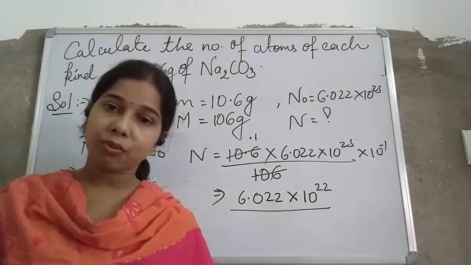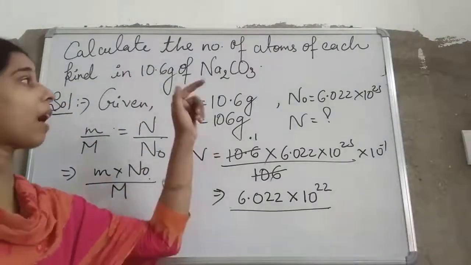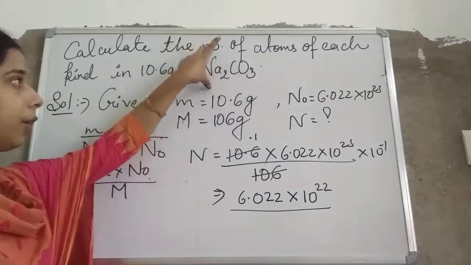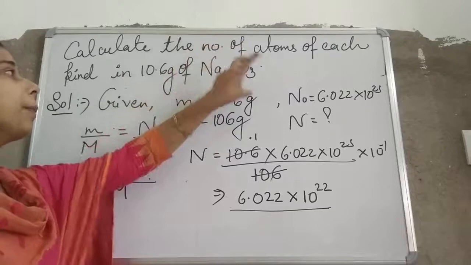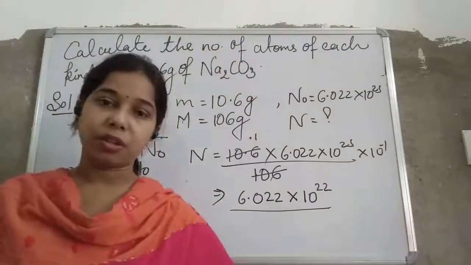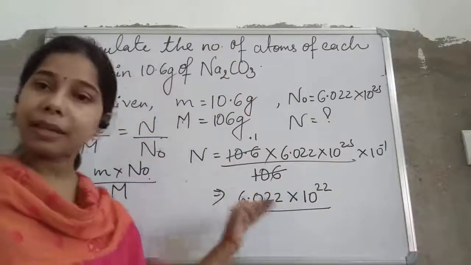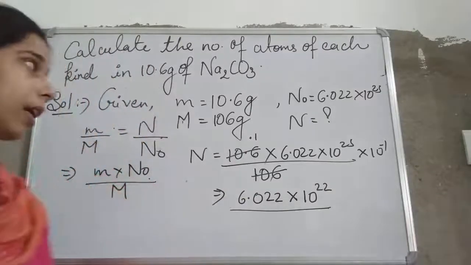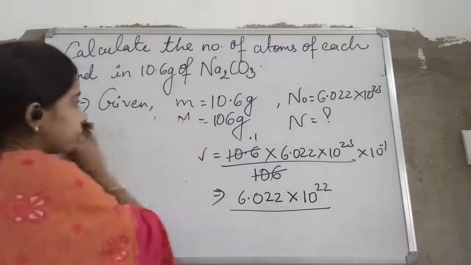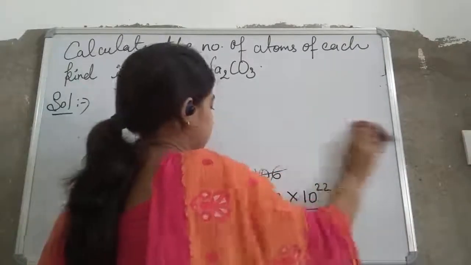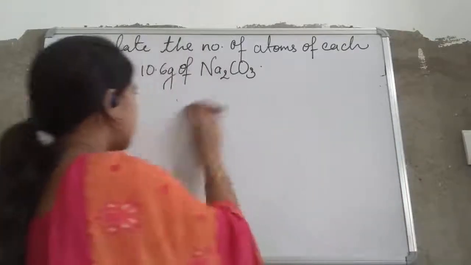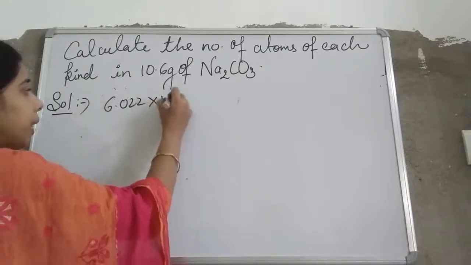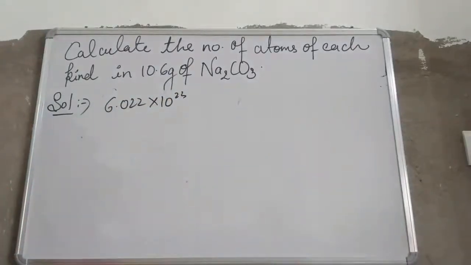Now what do we have to find? We have to find the number of atoms of each kind, that is, the number of atoms of sodium, of carbon, and of oxygen. So this was for the overall formula unit. Now see here, the answer that came is 6.022 into 10 the power 22.